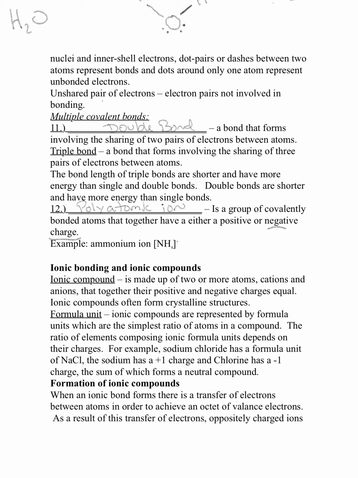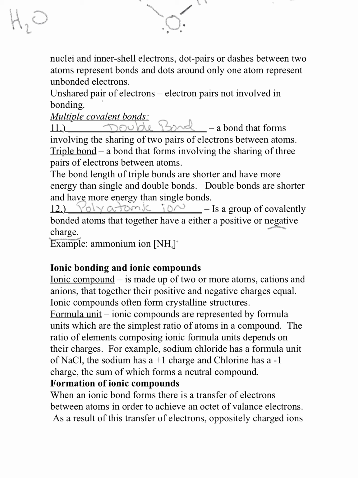Ionic bonding and ionic compounds. An ionic compound is made up of 2 or more atoms, cations and anions, whose positive and negative charges together equal zero. Ionic compounds often form crystalline structures, and I'll post a video where I'll show you the structure of salt to give you a better idea of what its three-dimensional structure looks like. Ionic compounds are represented by their formula units, which are the simplest ratio of atoms in a compound.